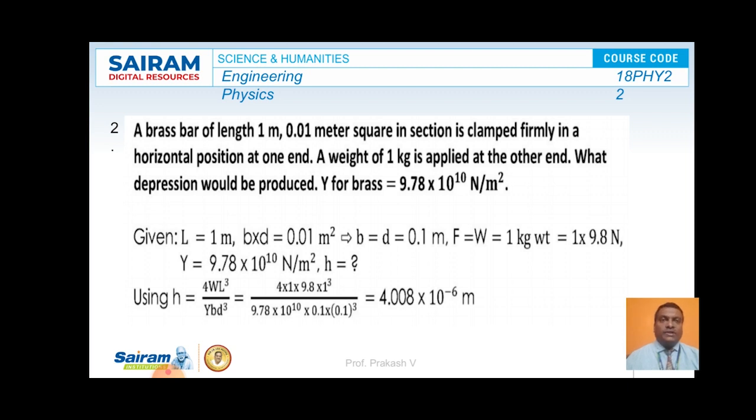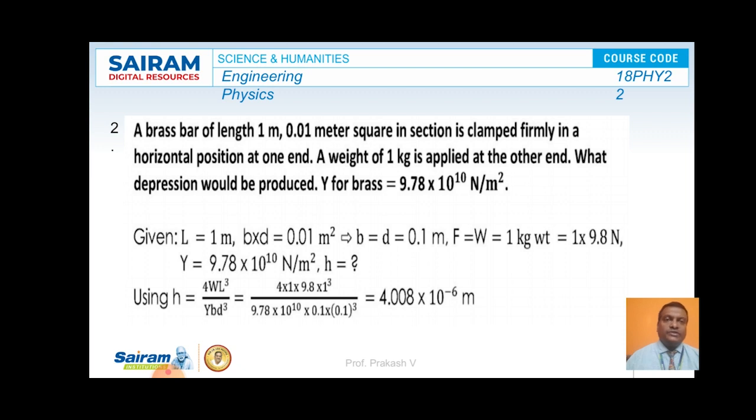As per the data given, the length of the bar is 1 meter and breadth into thickness is 0.01 meter square. So the values of breadth and thickness are equal to 0.1 meter here, and the force is nothing but weight, that is 1 kg weight that we applied, equal to 1 into 9.8 newtons, and Young's modulus of the material is 9.78 into 10 to the power of 10 Newton per meter square. So what is the depression going to be observed here?